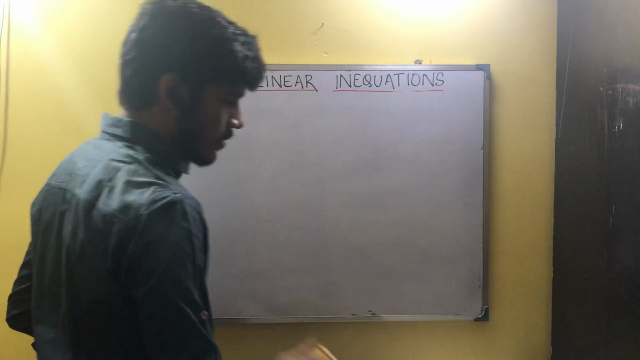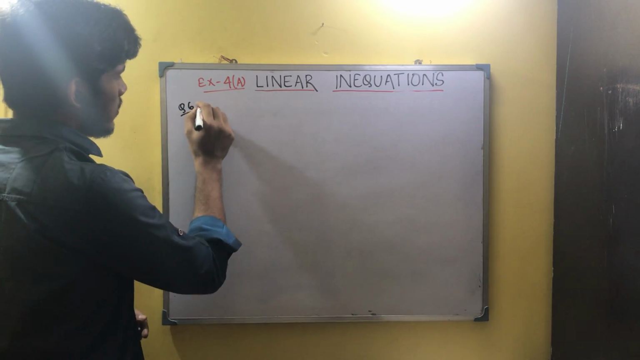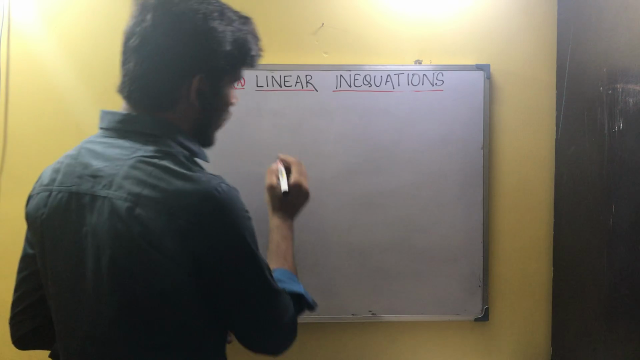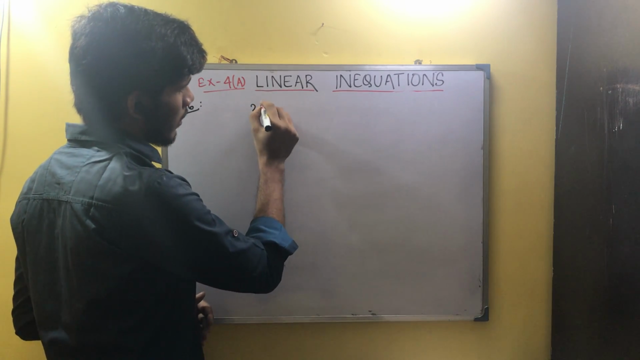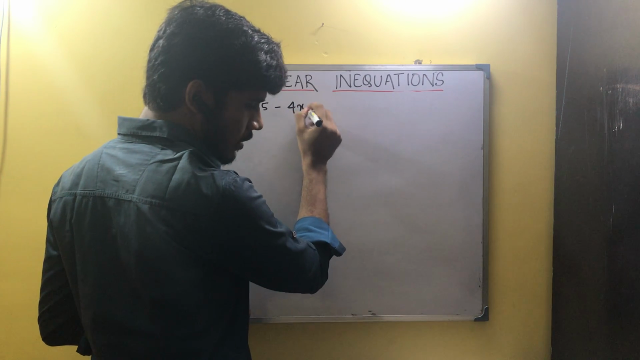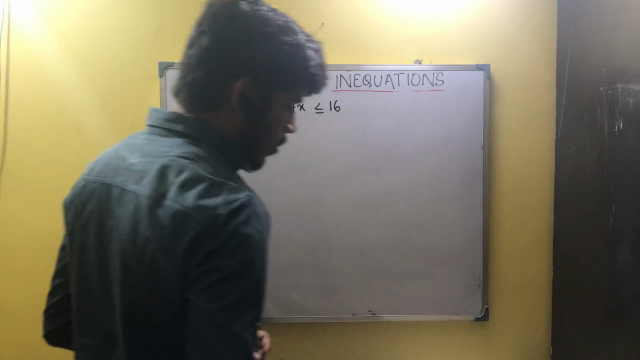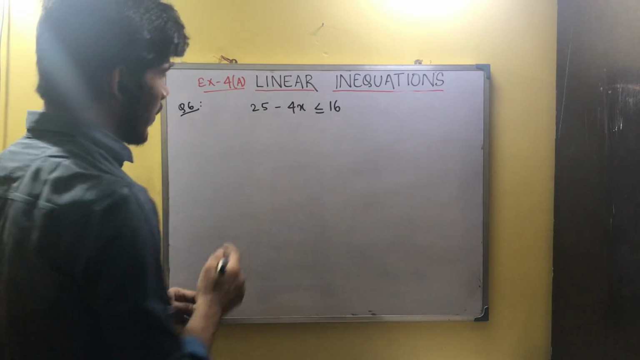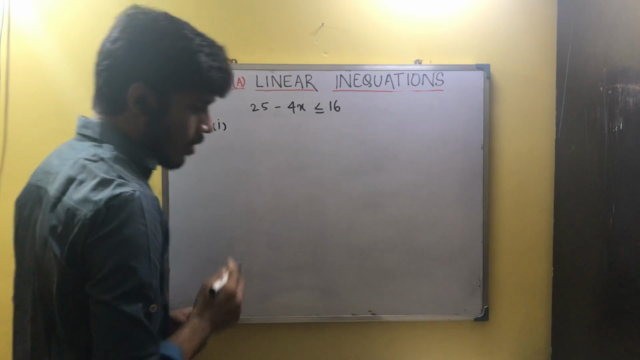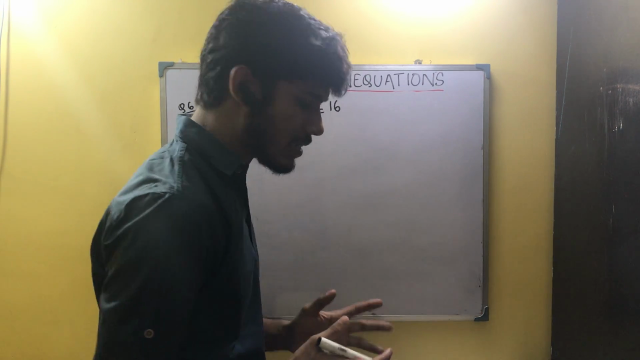Okay, so we are done with 5. Now let's begin with question number 6. In 6, we have an inequation: 25 minus 4x less than or equal to 16. The first part asks us to find the smallest value of x when x is a real number.